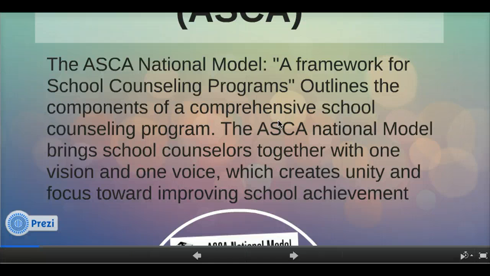The American School Counselor Association is an organization that has developed a national model for school counselors to follow for best practices, ethics, and guidelines. The ASCA National Model, a framework for school counseling programs, outlines the components of a comprehensive school counseling program. The national model brings school counselors together with one vision and one voice, which creates unity and focus towards improving school achievement.